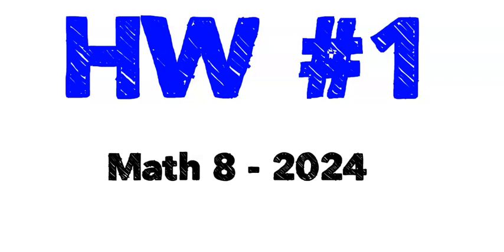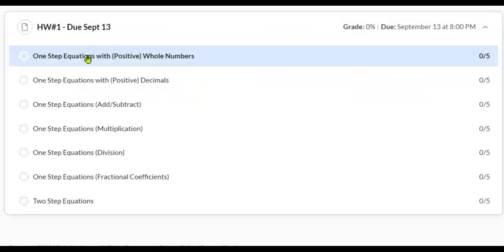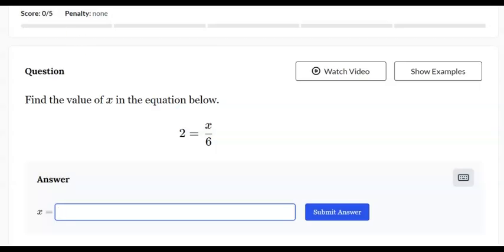Let's take a look at the topics on homework number 1. The first topic is one-step equations with positive whole numbers. In this problem, they want us to find the value of x, and we're going to do that by using an inverse operation. So let's take a look at what we have.